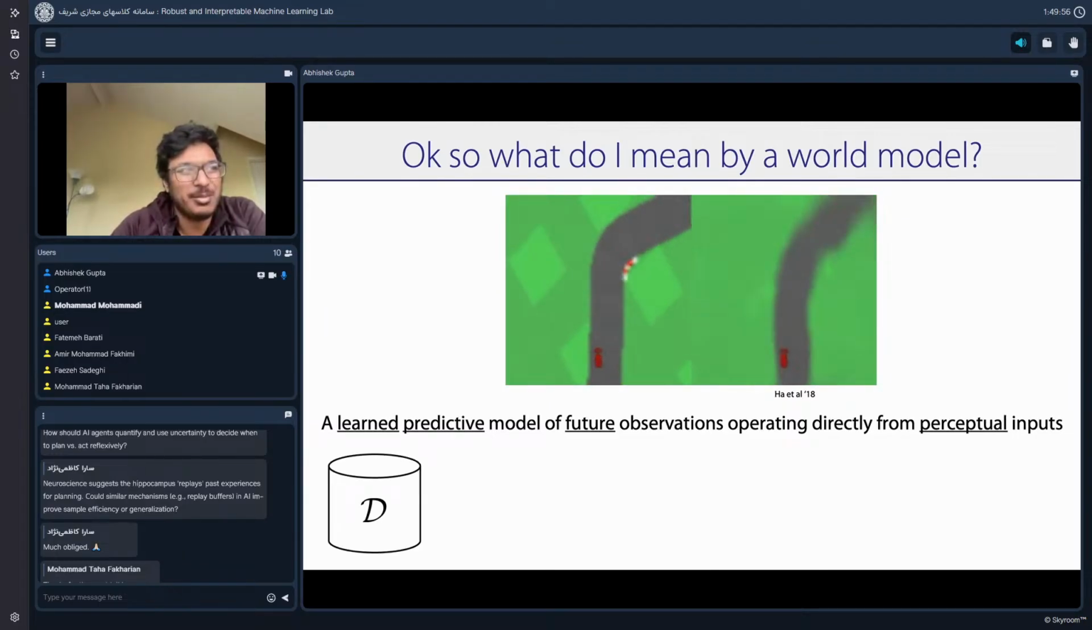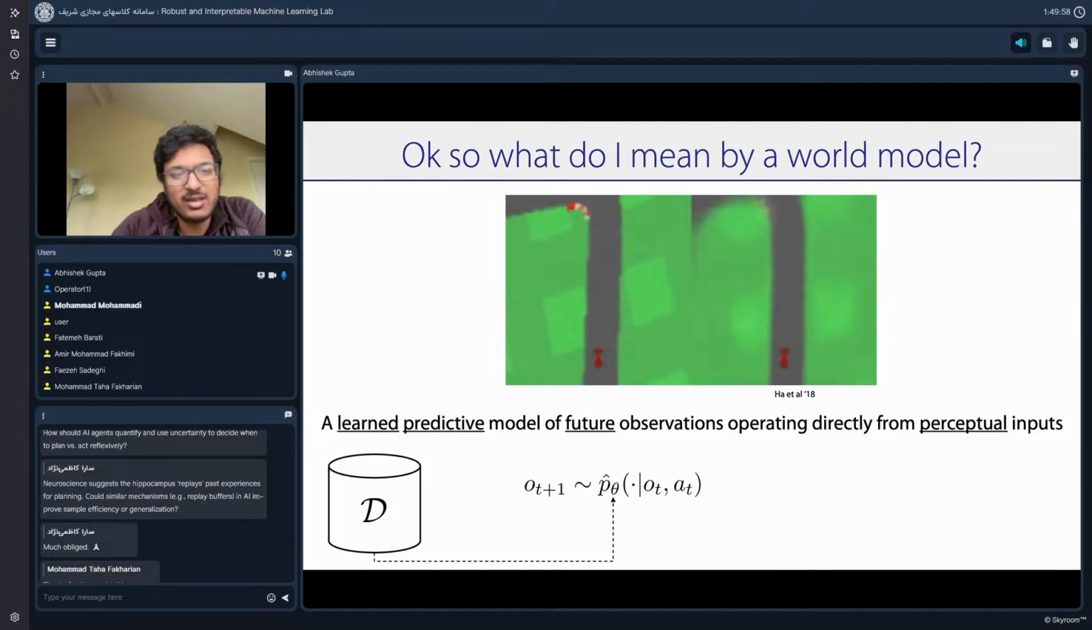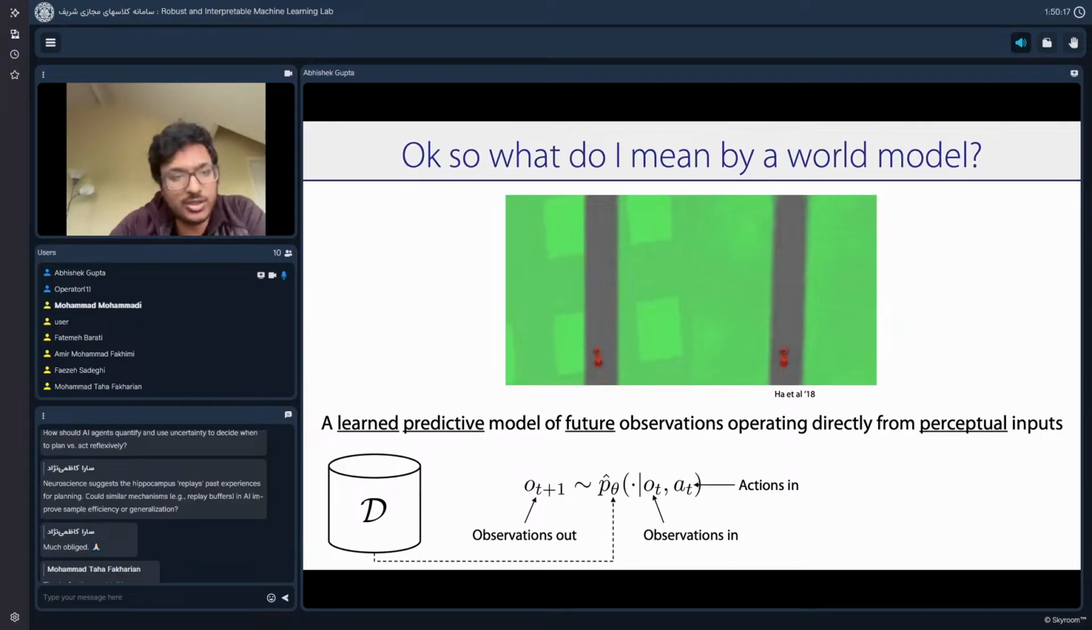So typically what you'd have is some data set, and that data set is used to learn the parameters of this learned predictive model p hat theta, which takes in the current observation OT, takes in some actions or control AT, and then tries to predict observations in the future, OT plus one. So you have observations in, actions in, and future observations out. You'd often refer to this as action conditioned video prediction, or video prediction models.